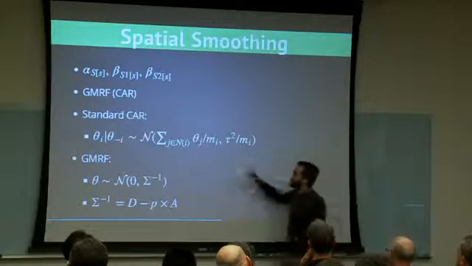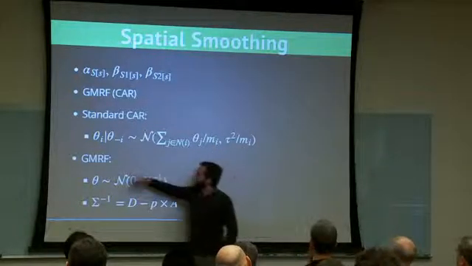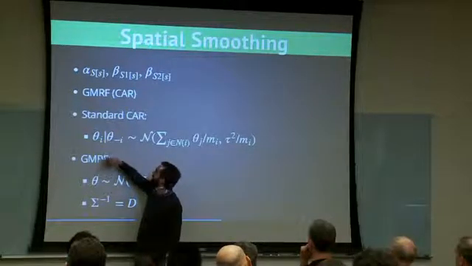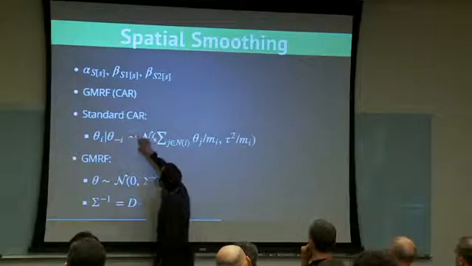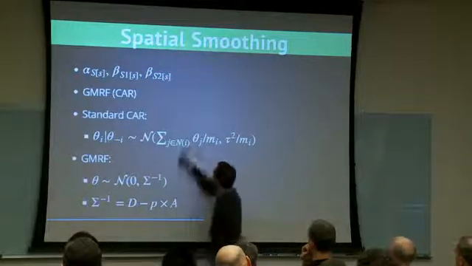Now the standard way of doing a conditional autoregressive model is you say, well, here's my parameter in county I, and given all of the surrounding counties' parameters, just take an average of that.